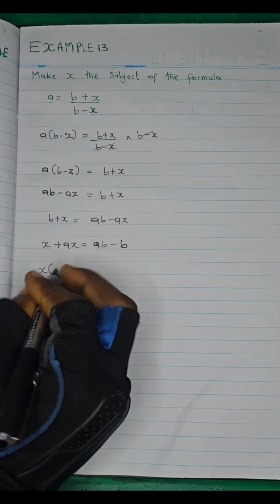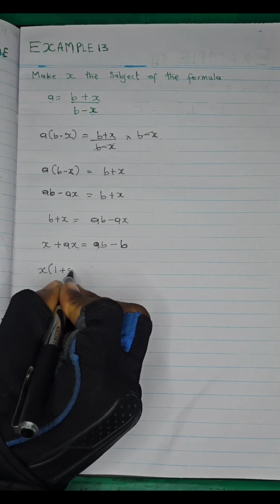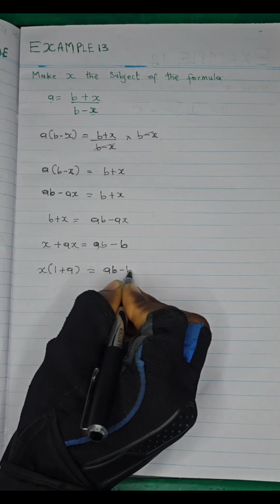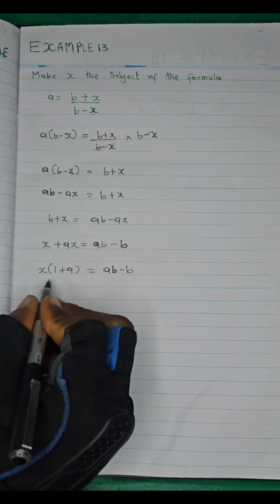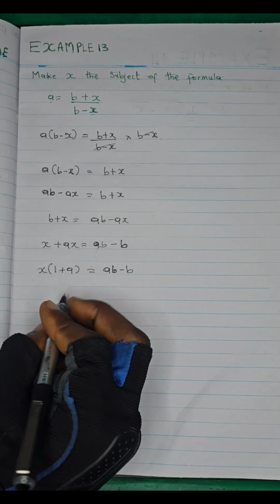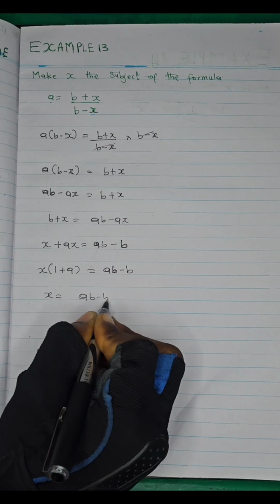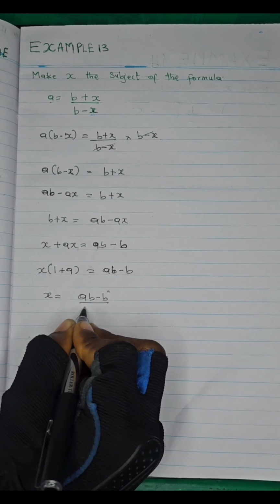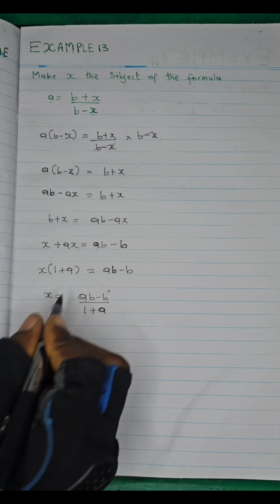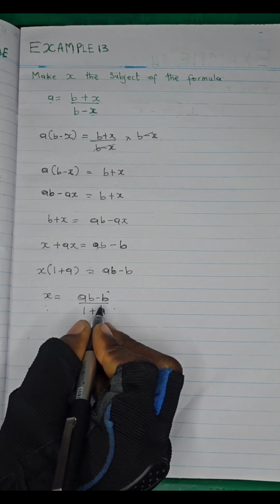x divided by x will give you 1. ax divided by x will give you plus a. So you have ab minus b. Now to make the coefficient of x to be 1, you divide both sides by 1 plus a. So when you divide both sides, you have ab minus b all divided by 1 plus a. I don't know why I said a plus b initially. This is 1 plus a. Divide both sides by 1 plus a. So this will be your final answer.